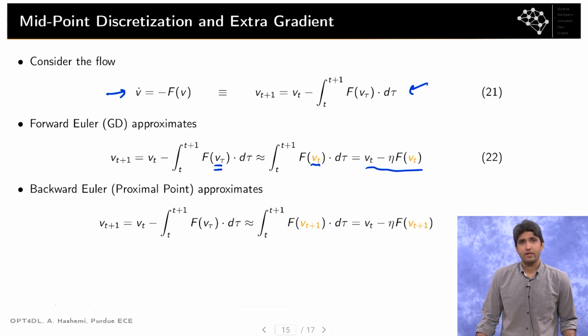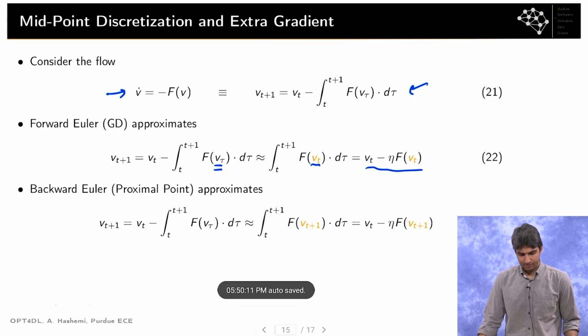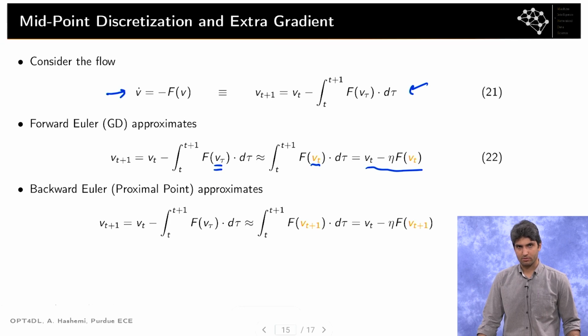Now, this is not the only way you can discretize. Let's talk about the backward Euler discretization. And this turns out to be the proximal point method that we talked about previously. Well, I take this integral, and instead I'm going to approximate v(tau) with the last point. So I'm going to approximate it again with v_{t+1}.